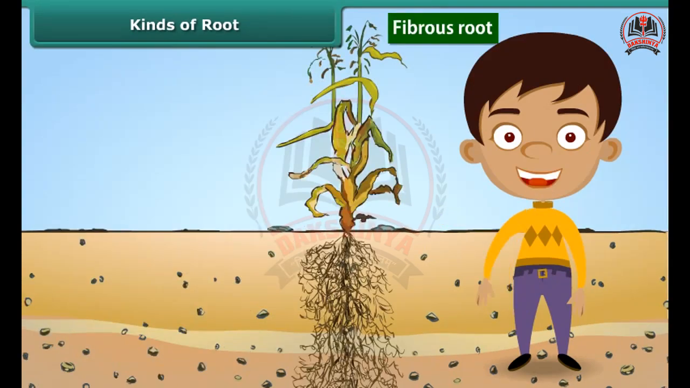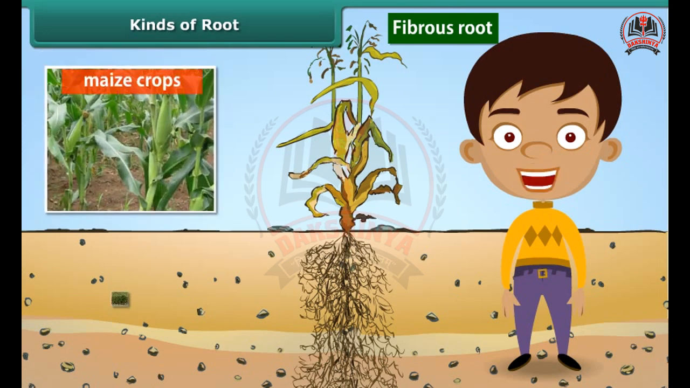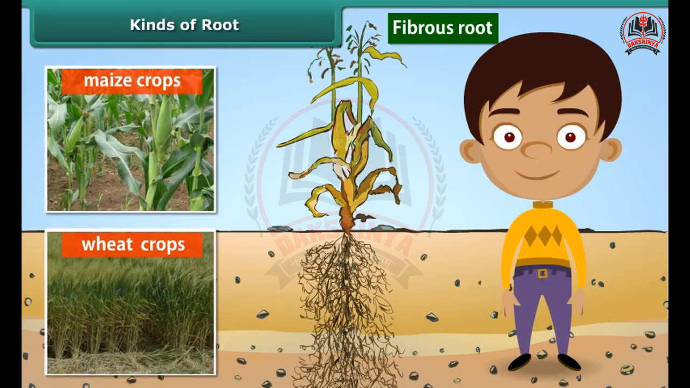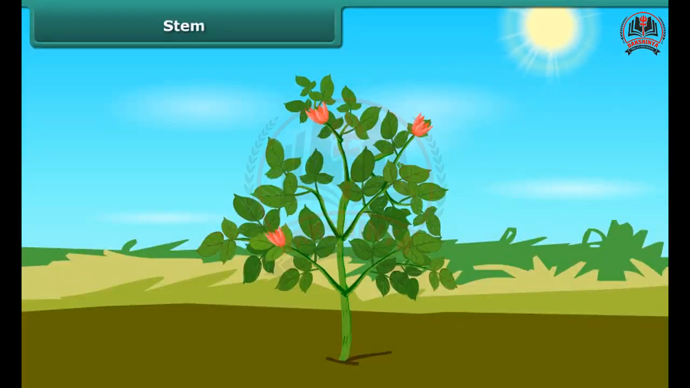Fibrous roots, on the other hand, are a cluster of fine roots that spread into the soil. For example, roots found in maize and wheat crops. A fibrous root has no main root. The other important part of the plant body is the stem.